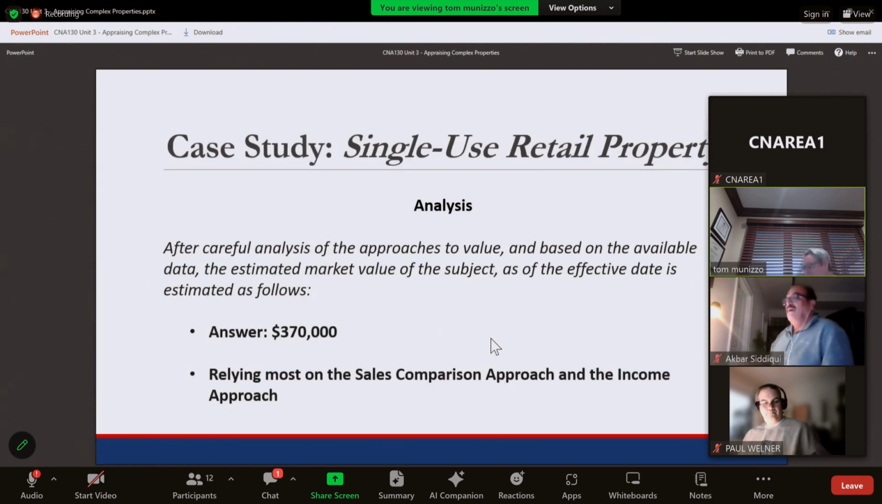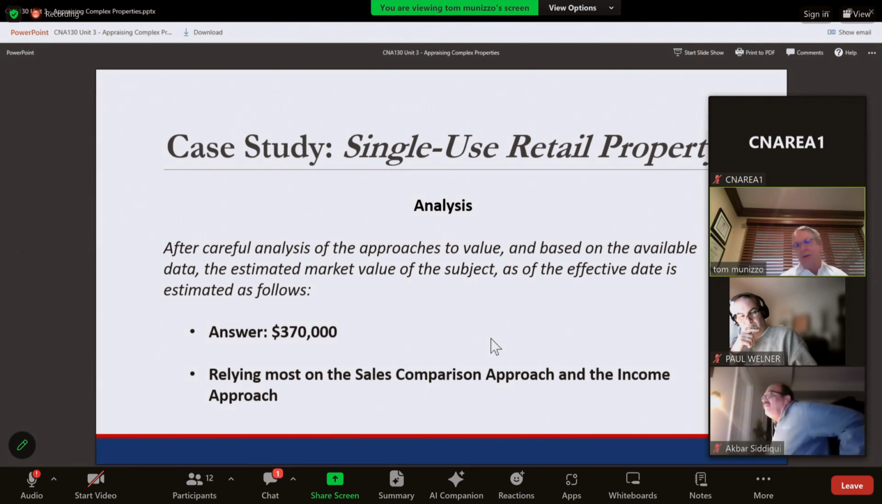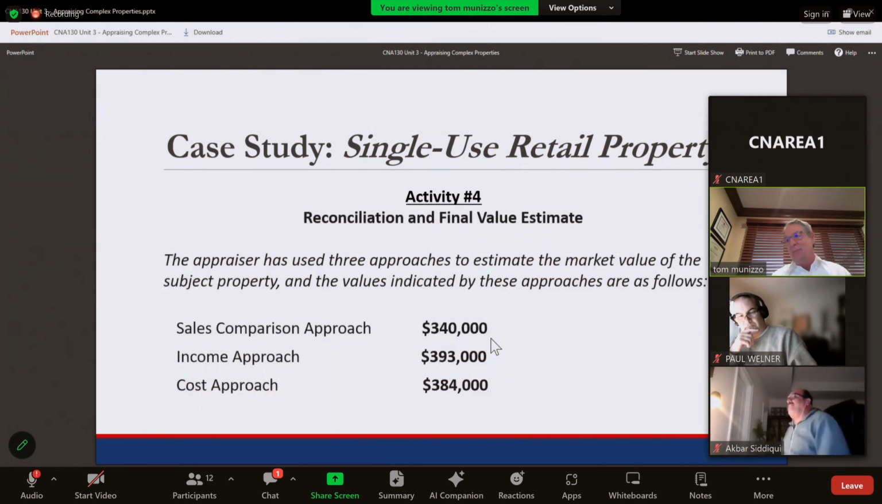And I think that is that. And that's why it's important that you reconcile and you explain your reasoning on it. Now, theoretically, your value could be anywhere in here. It depends what data you think is the strongest data to arrive at. Any questions on this particular example?